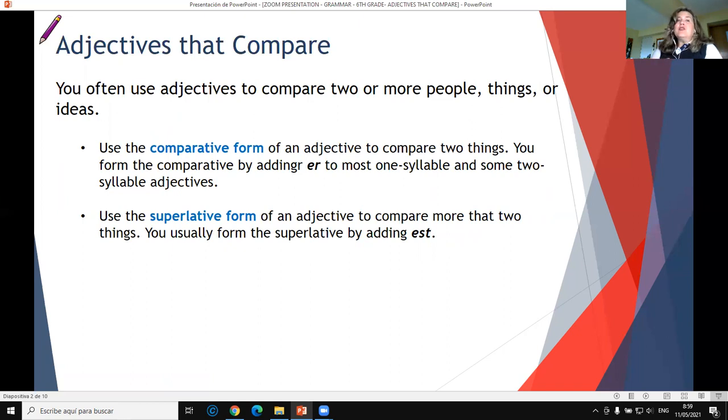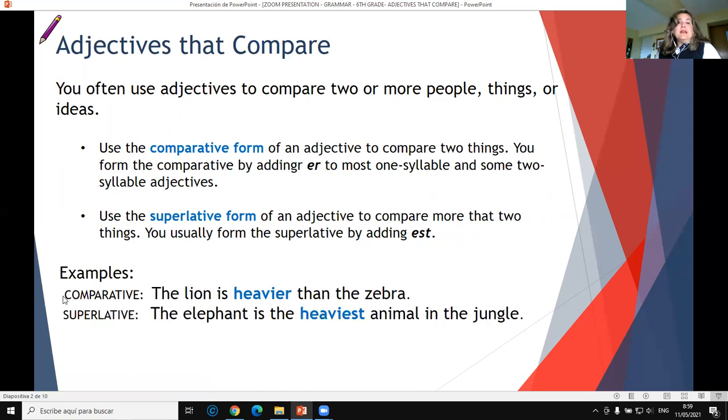Or you can use the superlative form of an adjective to compare more than two things. You usually form this superlative by adding EST at the end of the adjective. Let's see some examples. An example of the comparative form would be this sentence: The lion is heavier than the zebra.